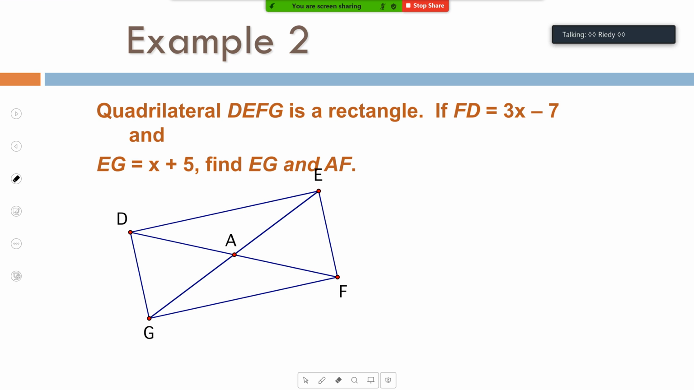FD is 3x minus 7. EG is x plus 5. And we're not going to bother. It's ridiculously easy. Why? Because we know that those are congruent. You should all be able to solve 3x minus 7 equals x plus 5.